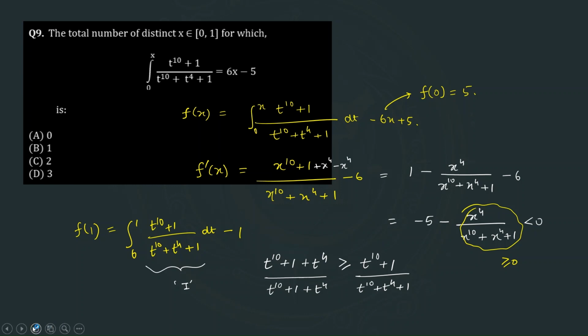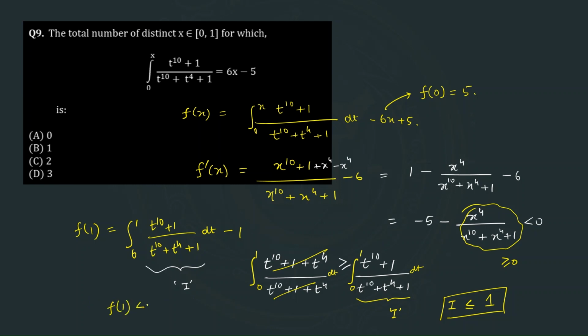Now we can say that both the functions are positive in this interval, so we can directly compare the integral of this function from 0 to 1. So this is our integral I. So we can say that I will be less than or equal to this integral. If we evaluate, this will cancel and this integral will be 1 only. So we can say that I is less than or equal to 1. That means I minus 1 will be less than or equal to 0. So f of 1 is less than or equal to 0.